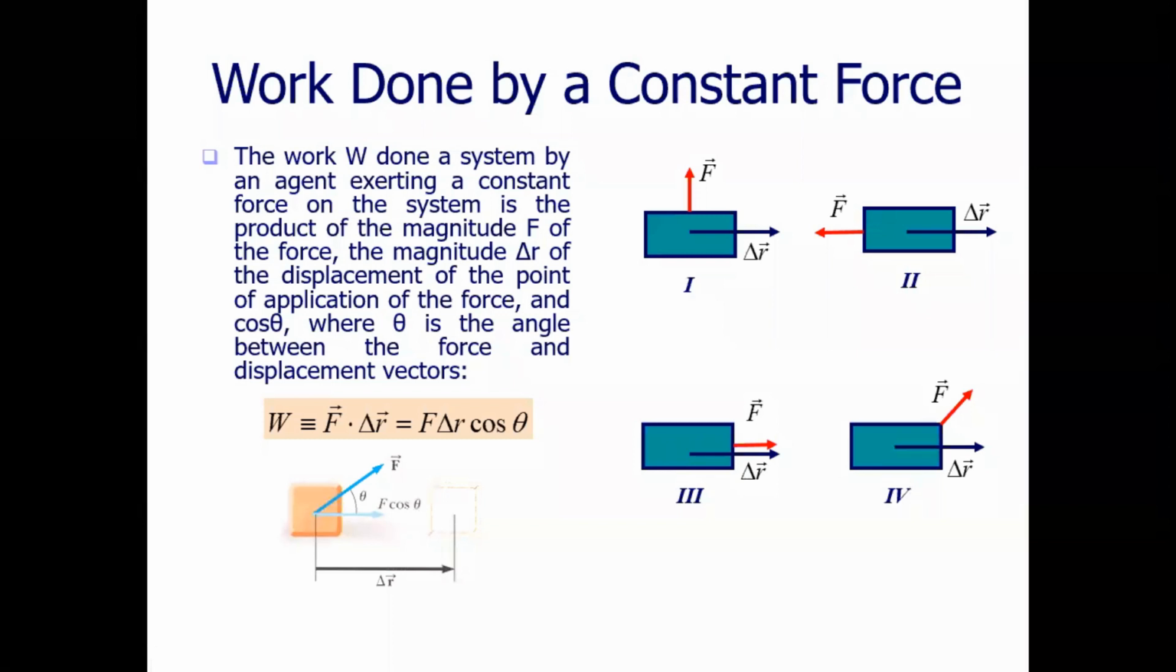90. 90, good. So then what is cos 90? Zero. So what is the work done by this force in scenario number 1? There is no work done. The work done is 0. What about scenario number 2? You see the displacement is in this direction, but the force is acting in the opposite direction. What is the angle between the two?